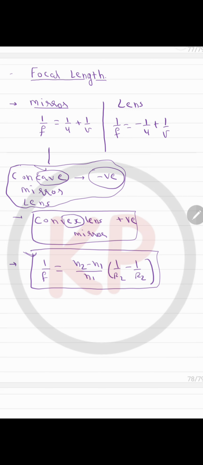Now let's see its unit. The unit of focal length. See, I have written here the reciprocal of focal length. Actually we have to write f. So reciprocal of focal length is 1 by f. Focal length is actually a length, so obviously the unit is meter, and the dimensional formula will be just L^1.